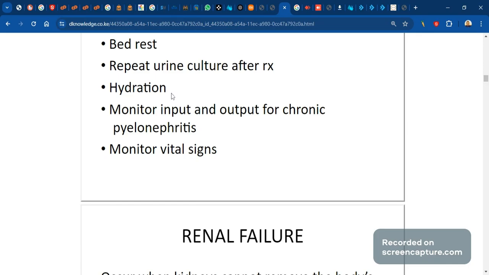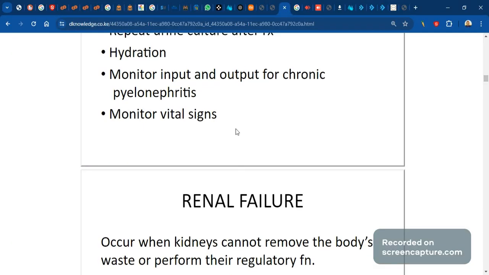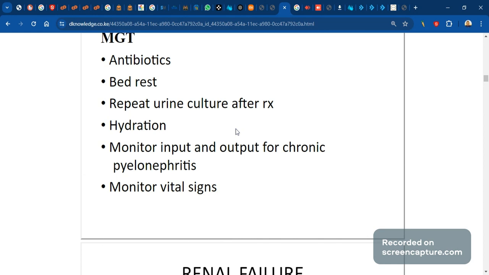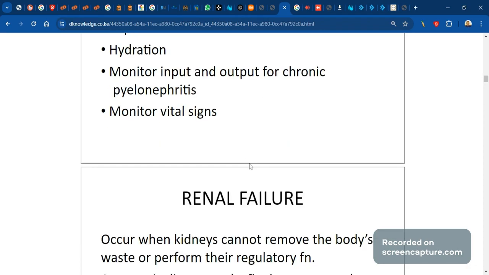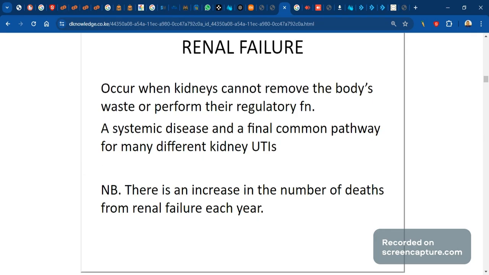And then we monitor input and output for chronic pyelonephritis, because we know if the output is reduced, there is a problem. If you are classifying renal failure in terms of glomerular filtration rate, you realize what ranges will give us what percentage or what level of kidney failure we are having. Monitor vital signs as usual for our nurse.